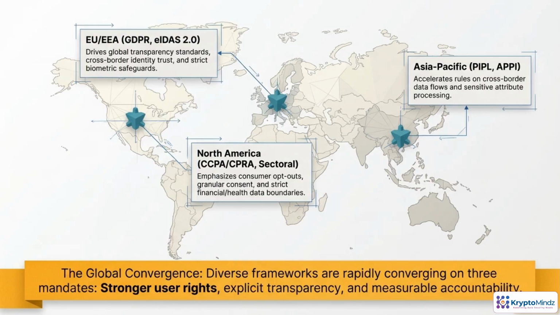Regulation may look fragmented by region, but it's converging around a shared direction. Europe pushes the bar on transparency, cross-border trust, and biometric safeguards. North America leans into consumer control, opt-outs, detailed consent, and tight rules for financial and health data. Across Asia-Pacific, new laws emphasize governing cross-border data flows and sensitive attributes. For digital identity design, the signal is consistent. Build for stronger user rights, radical transparency, and auditable accountability, even if you operate in only one region today.